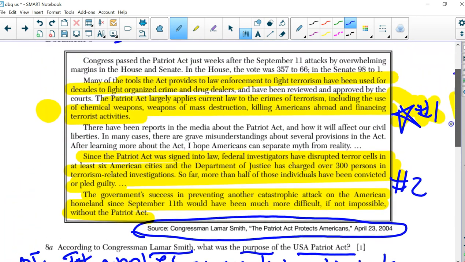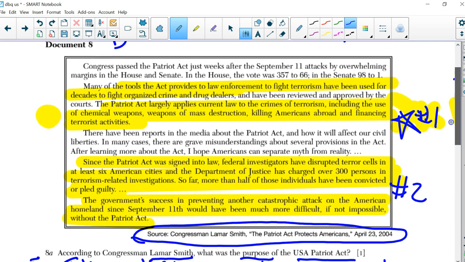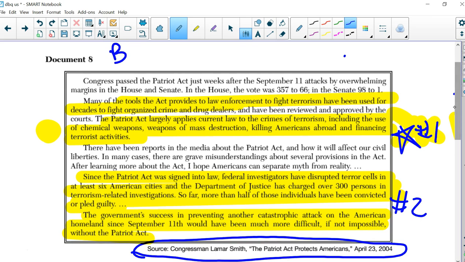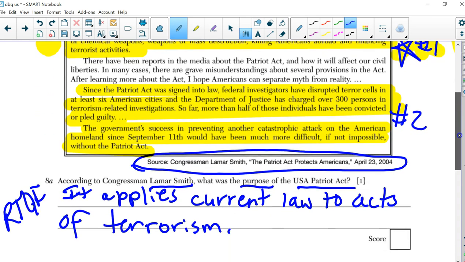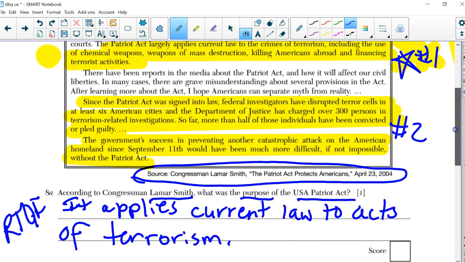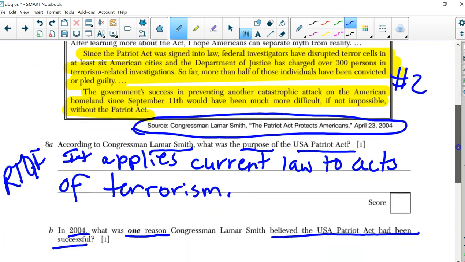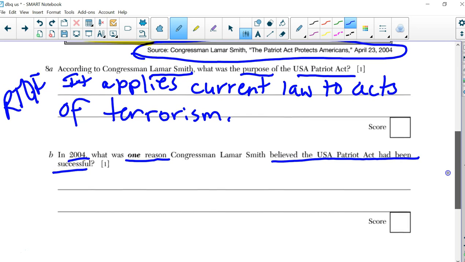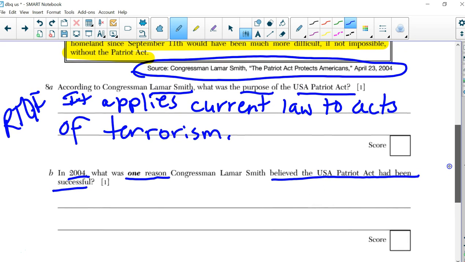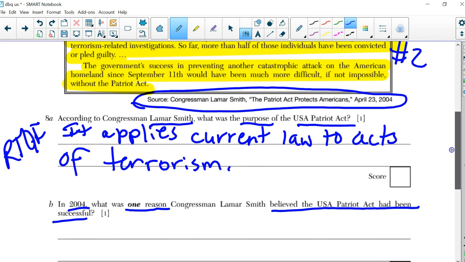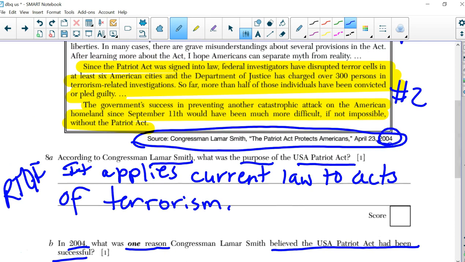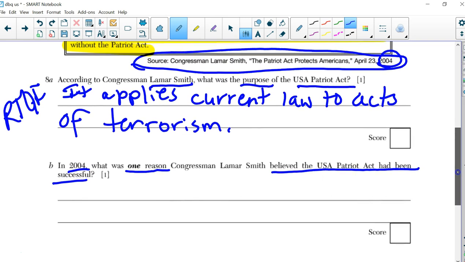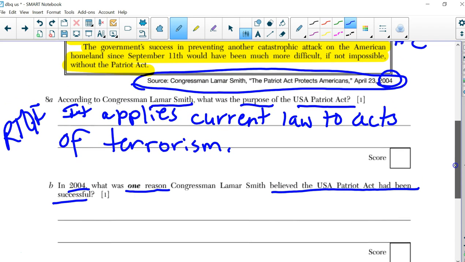Okay, if you didn't know what the Patriot Act was, it actually tells you exactly what it was in here. Then that's perfect, because then you can use it to write your essay. You can use any information they give you in your DBQs to help you, and any external information you can remember once you've had a reminder from your DBQs, okay? Makes it super easy. In 2004, what was one reason Congressman Lamar Smith believed the USA Patriot Act had been successful? Well, this was from 2004, so this is a current question going along with this DBQ, okay? Or this document, rather.